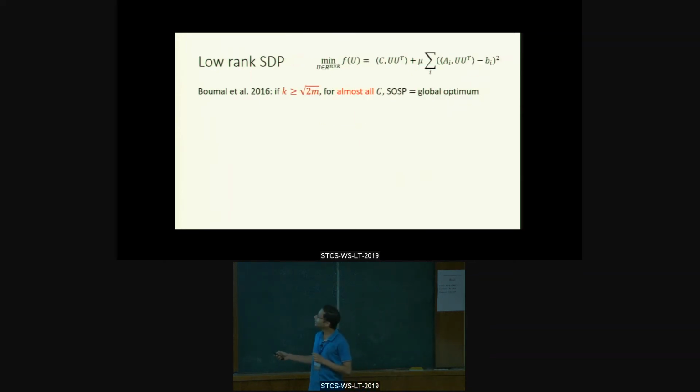In a recent, very interesting work by Boumal et al., they indeed show that for the problem that we are considering, it turns out that once k is greater than or equal to about square root of m, for almost all C, where C is the objective matrix here, every second order stationary point is a global optimum.